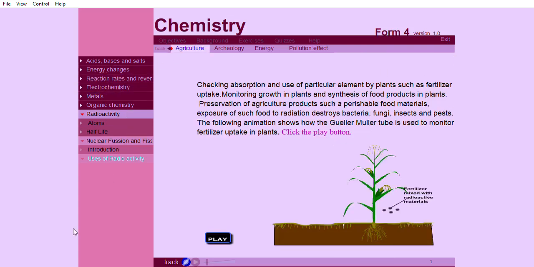Radioactivity is used for checking absorption and use of particular elements by plants, such as fertilizer uptake, monitoring growth in plants and synthesis of food products in plants. It is also used in preservation of agricultural products such as perishable food materials; exposure of such food to radiation destroys bacteria, fungi, insects, and pests. The following animation shows how the Geiger-Muller tube is used to monitor fertilizer uptake in plants. Click the play button.